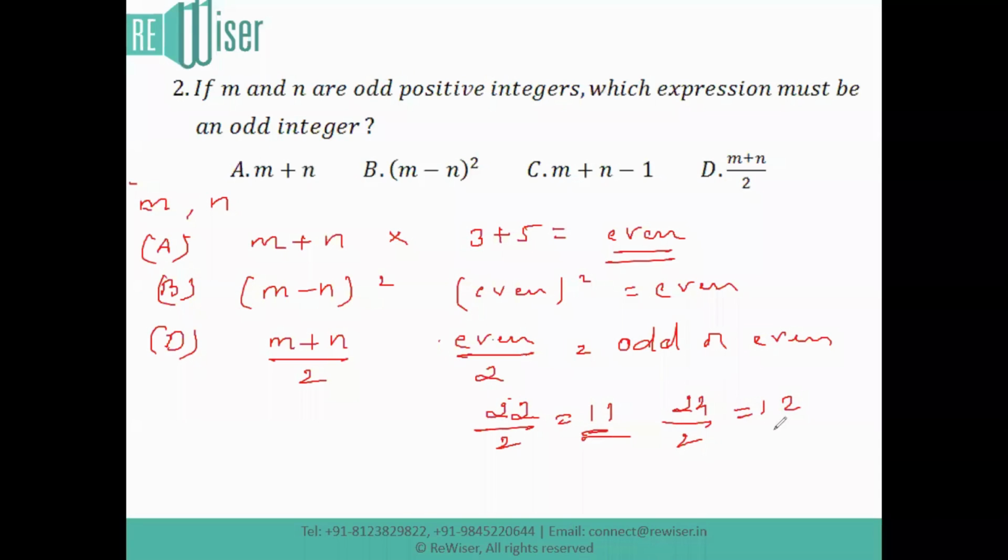So in this case, specifically, we cannot say it will always result in odd. So that means it has to be option C. The reason is m plus n, the sum of two odd numbers, will result in an even number, and any even number subtracted by 1 will always result in an odd number. So that is the reason it has to be option C.